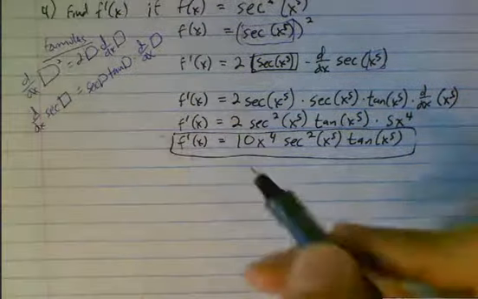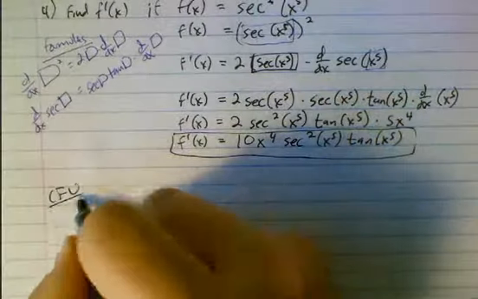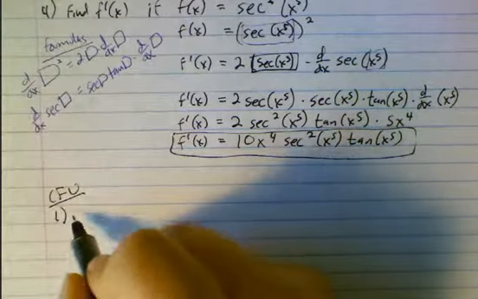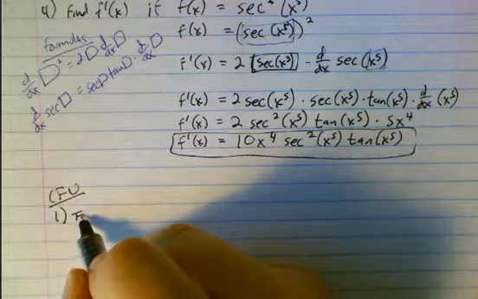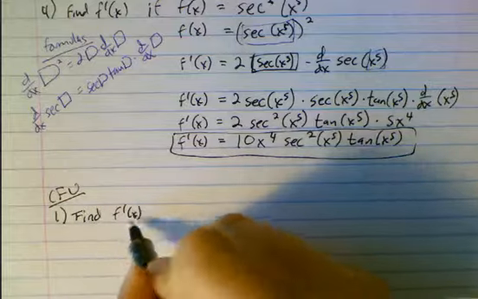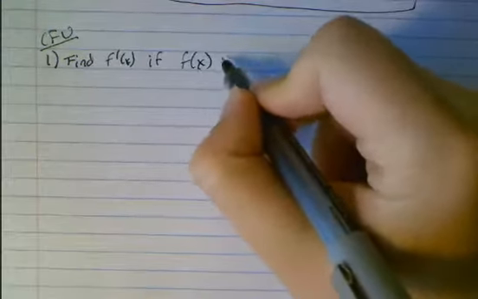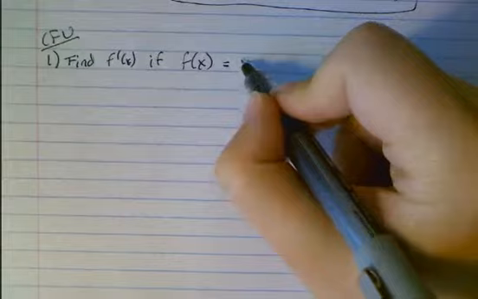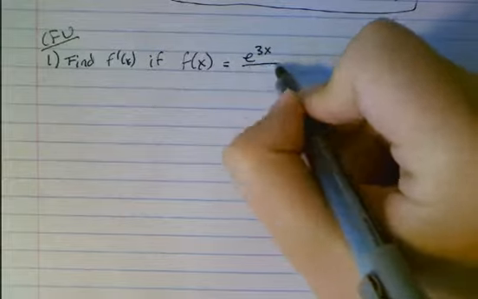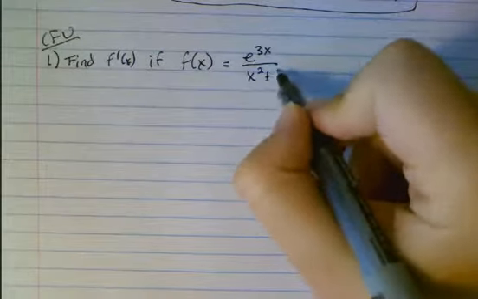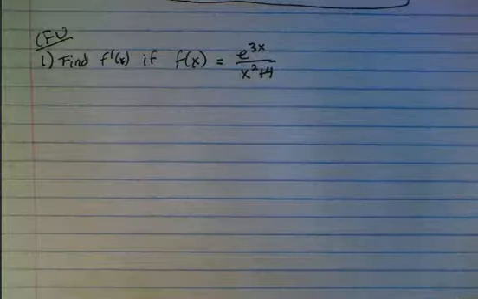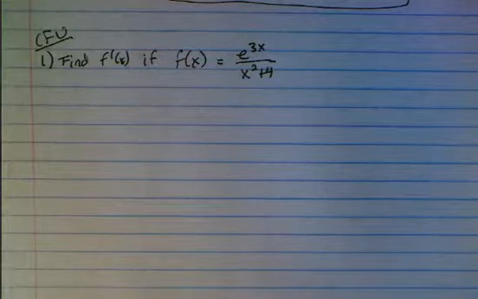Okay, let's give you a check for understanding problem. Find f prime of x if f of x equals e to the 3x over x squared plus 4. Go ahead, pause the video and do that on your own. Make sure to do your chain rule when needed. Start the video again when you're ready.